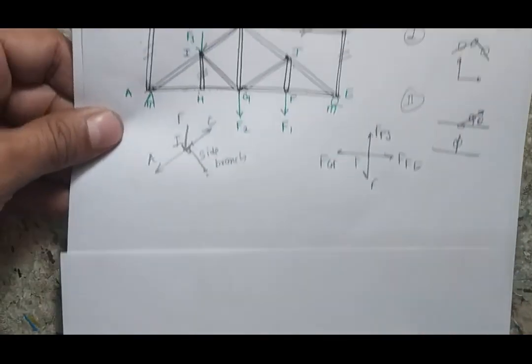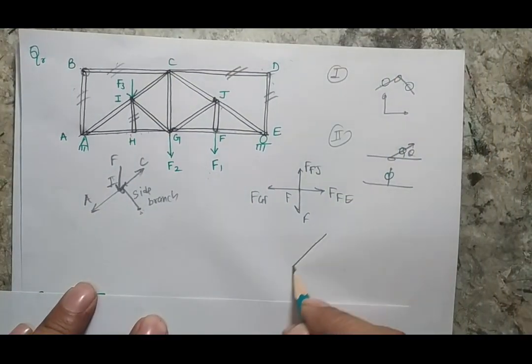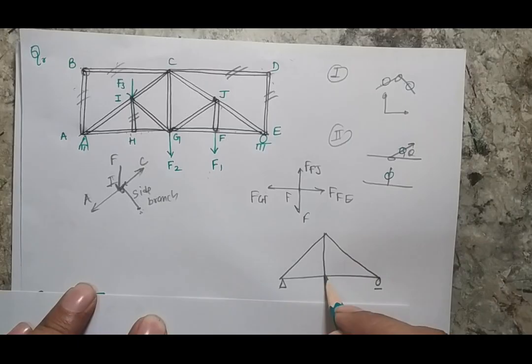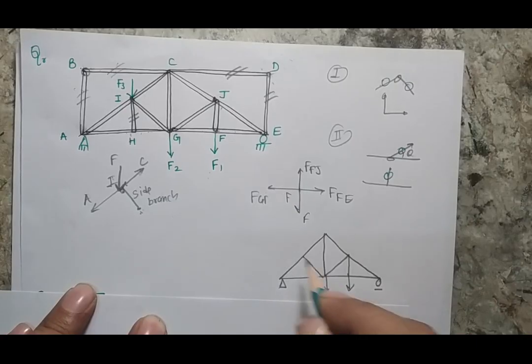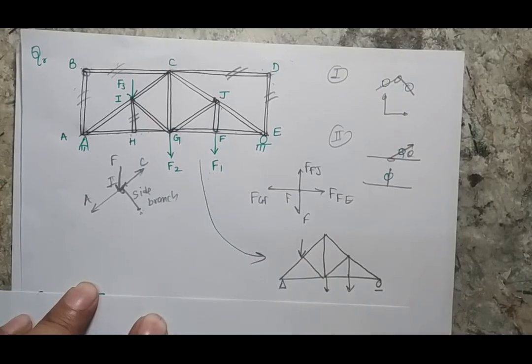If I simplify my truss and make a simplified diagram, it will look like this: this is my pin joint, this is my roller joint, there is a member, there is a member, there is a member which has a vertical force here, and one member which has a vertical force here. So this is the simplified diagram of my truss after removing the zero force members.